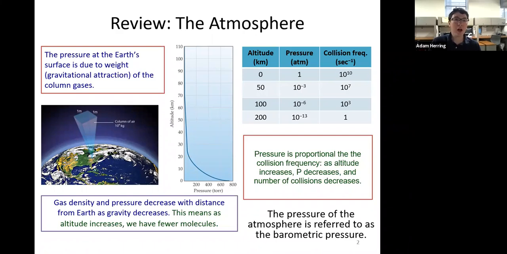When we talk about the barometric pressure, this is the measured pressure of the atmosphere. So at sea level, the barometric pressure is 1 atmosphere, barring any extreme weather conditions. If we go up to 50 kilometers above the surface of the earth, the atmospheric pressure, the barometric pressure, is about 10 to the minus 3 atmospheres.